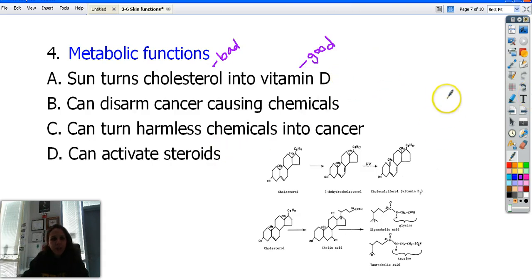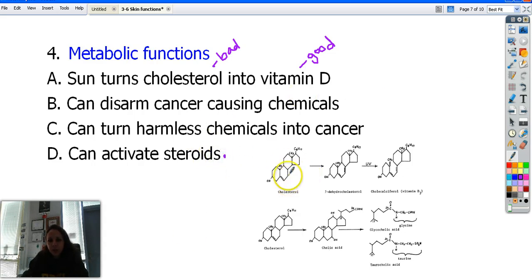Something else your skin can do is disarm cancer-causing chemicals. It can actually take them and alter them and turn them into something not cancerous. Yay! But it could also turn harmless chemicals into cancer. Boo. So sometimes our skin gets the wrong information and goes a little psycho. And it could also turn on steroids.